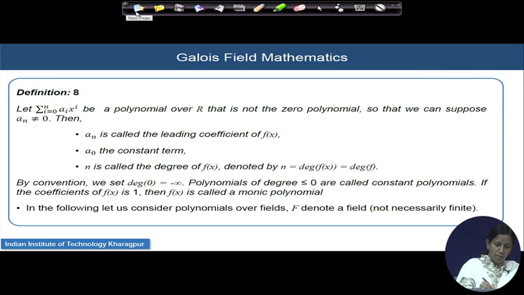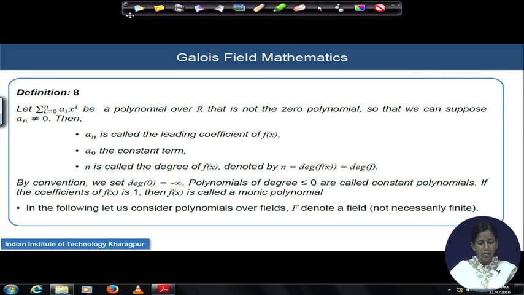Now, next definition. Suppose this is a polynomial, the summation of a_i x^i going from i equal to 0 to n, over the ring R. And we also consider that it is not a zero polynomial. So, we can think that if it is not a zero polynomial, then a_n is not equal to 0. Then this a_n will be called the leading coefficient and a_0 will be called the constant term.